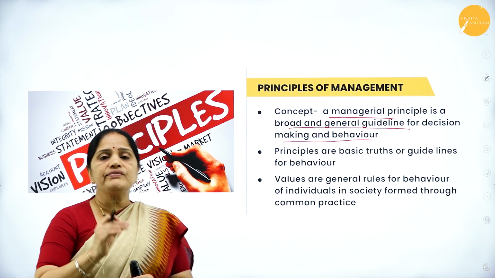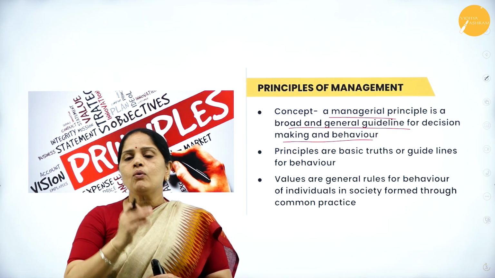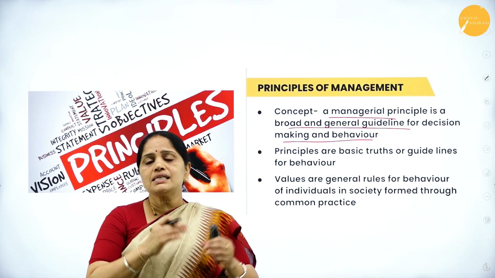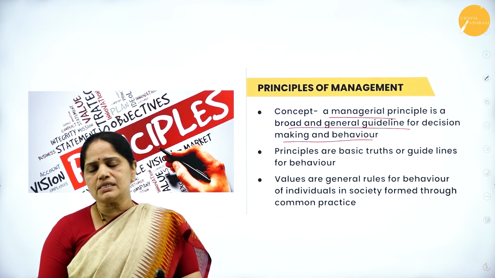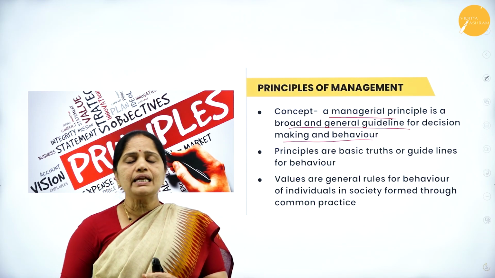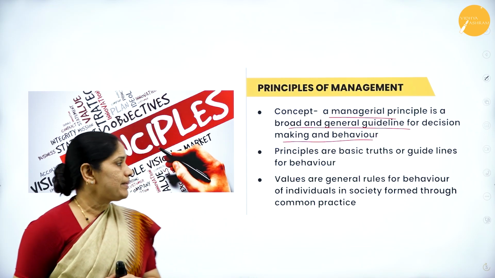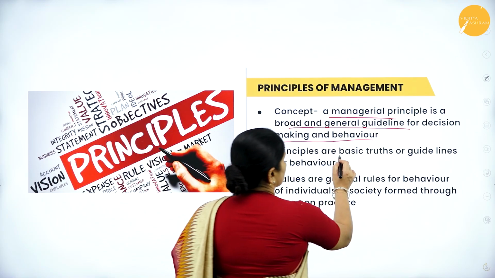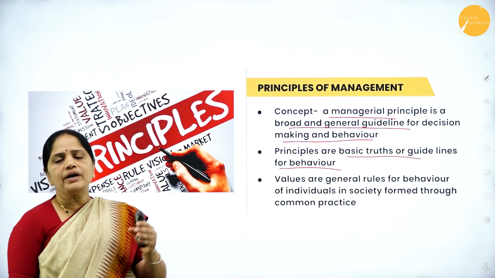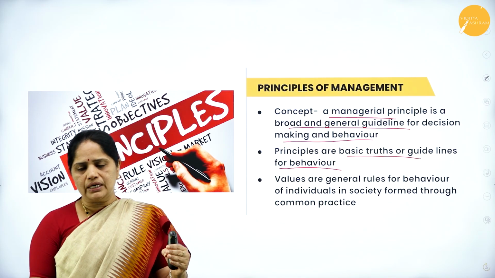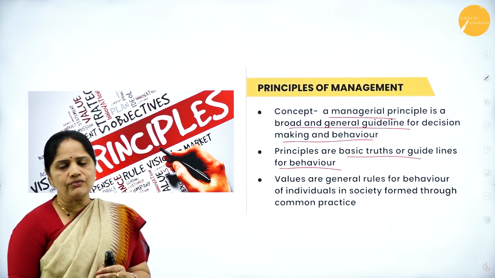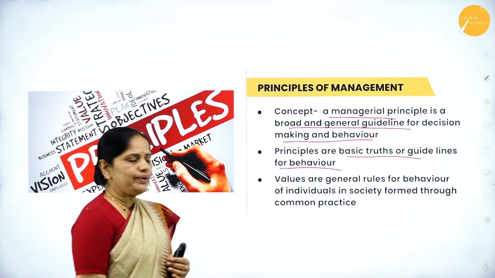What is the kind of decision you have to take and what is the kind of behavior you expect from the employees? In order to decide what decision you are taking and what behavior you need, we need to have these principles of management. They are the basic truths or guidelines for behavior. They are giving us guidelines how each and every employee should behave in the organization and what is expected from him and what are the decisions to be taken.